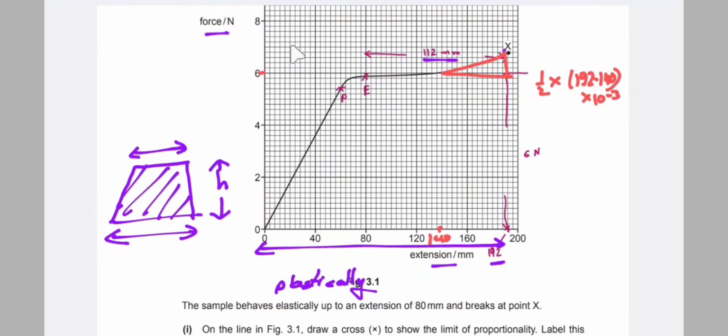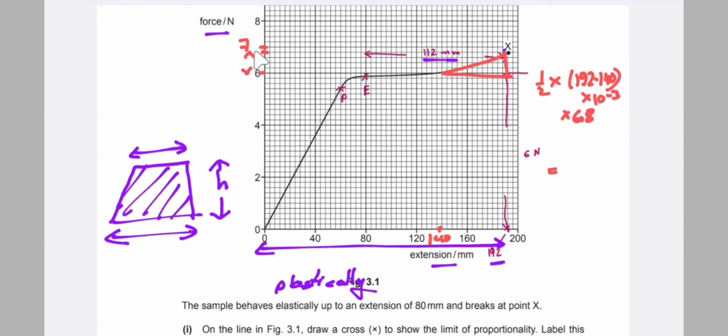So from 6 up to this point, that is 6.4, 6.8, because this length is 7. Since this length is 7, this value is obviously 6.8. So what is the area of this small triangle? It is (192 minus 140) into 10 to the power minus 3 divided by, half into 6.8.